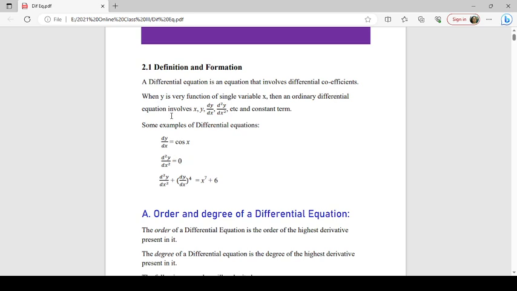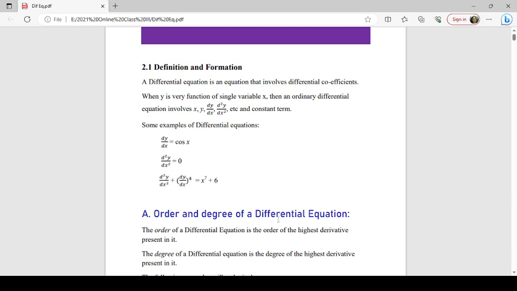So there will be variables x, y, then dy/dx is a differential equation. This is a second order differential equation. This is (dy/dx) whole to the power 4, etc. So this is a differential equation.